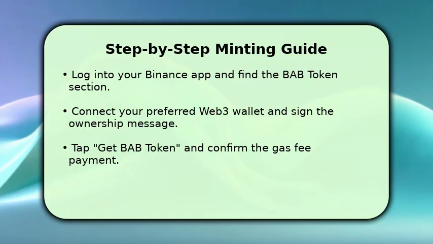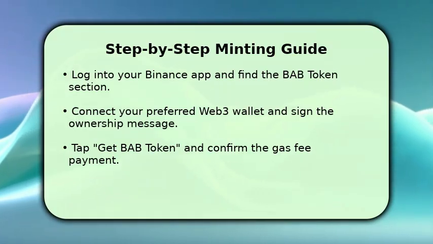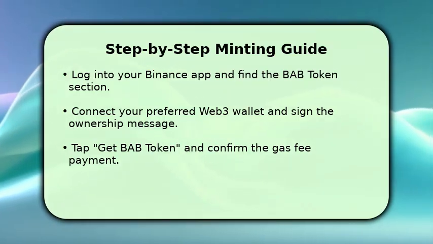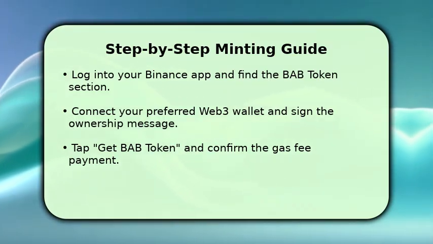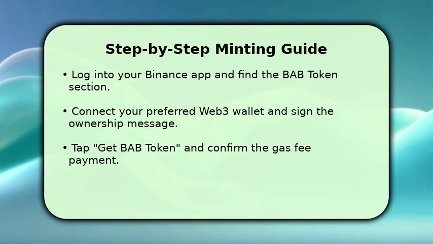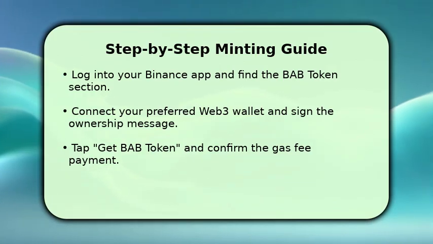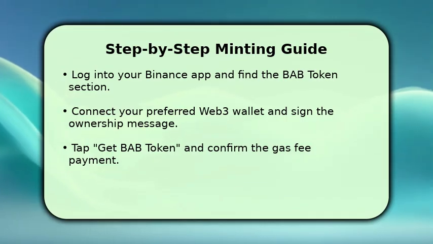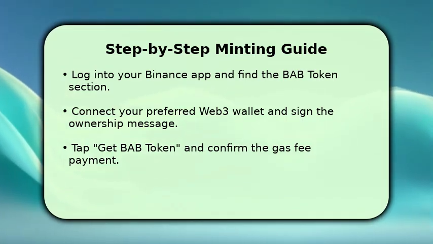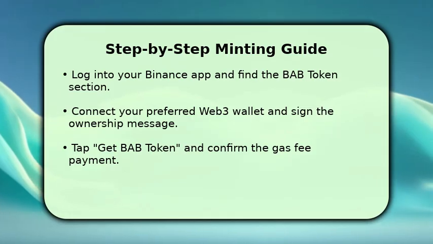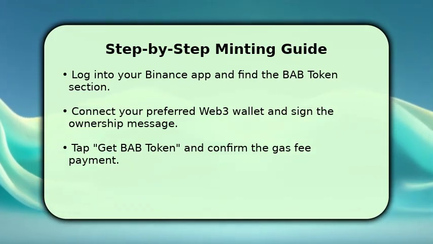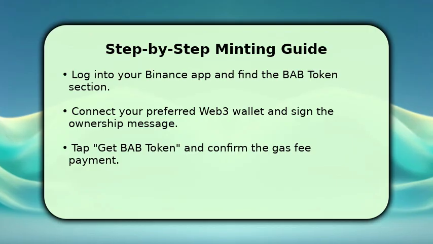Begin by logging into your Binance app and navigating to the BAB token section, often found under More or Gifts and Campaigns. Once there, connect your chosen Web3 wallet and sign the message to verify ownership. Then, simply tap Get BAB Token and confirm the small gas fee payment from your spot or funding wallet. Your unique, non-transferable BAB token will then be minted directly to your connected wallet.